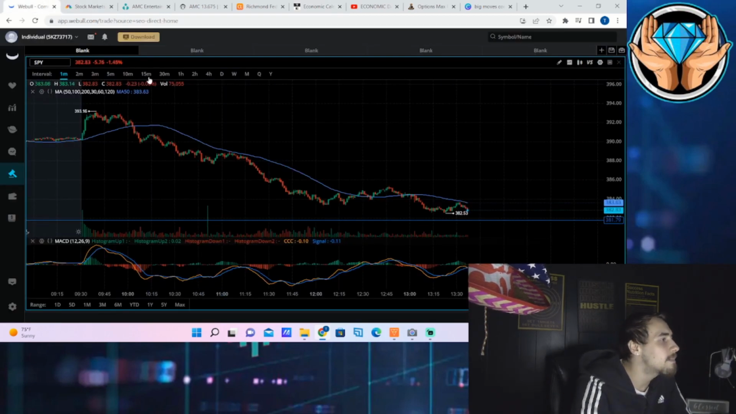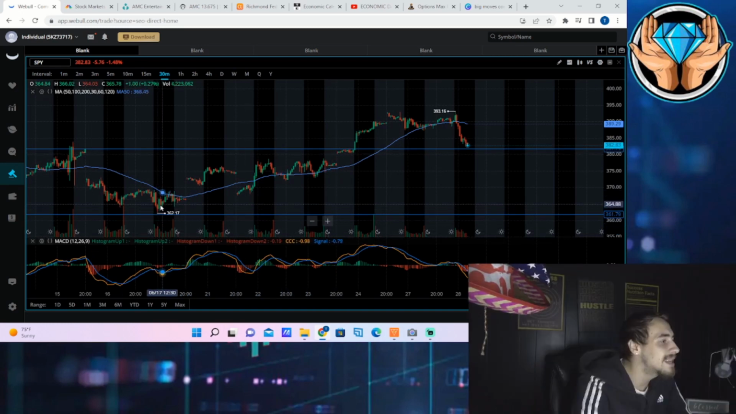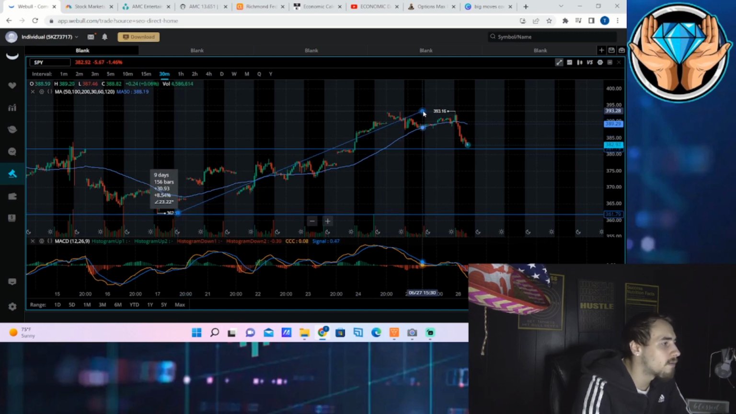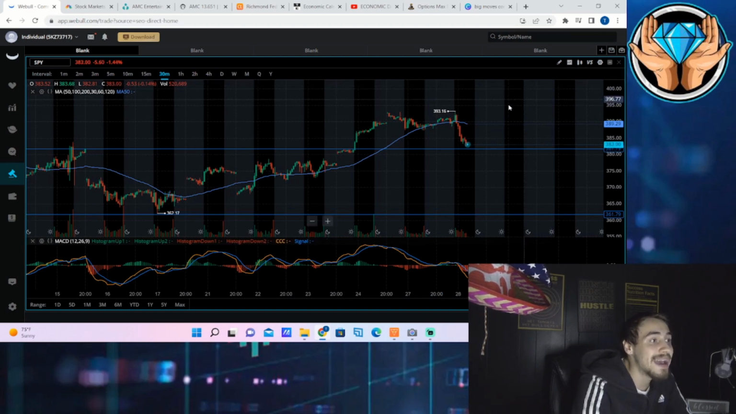If we look at the S&P on the 30-minute or the 15-minute candlestick chart, you guys can see that we have had a pretty decent move from the bottom so far, from 362 all the way up to 393. That is a move of roughly 8.5%. So we have given back about 1.43% as of today.